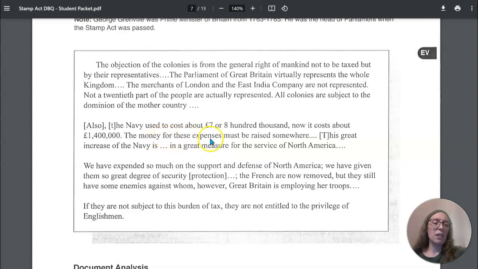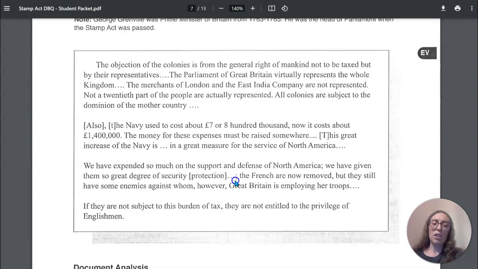The money for these expenses must be raised somewhere. This great increase of the Navy is in great measure for the service of North America. That would work. Going on, it says, we have expended so much on the support and defense of North America. We have given them so great a degree of security and protection. You know what? I like that better. I think I'm going to use this right here.